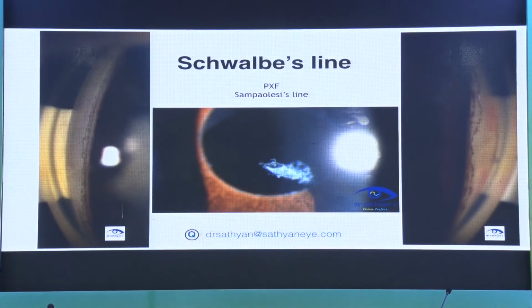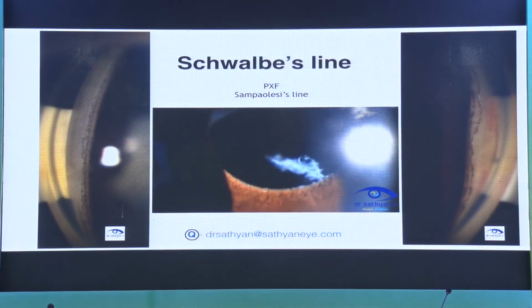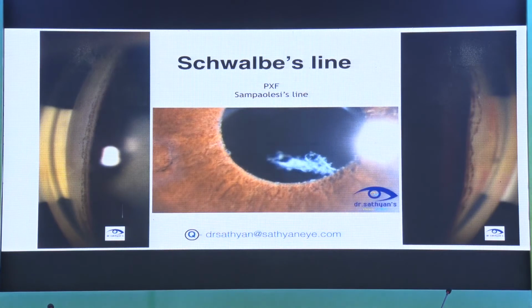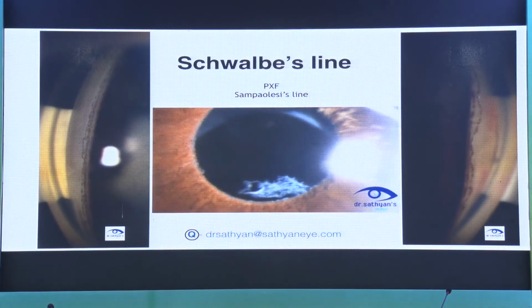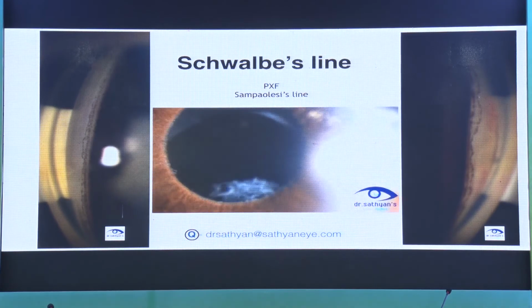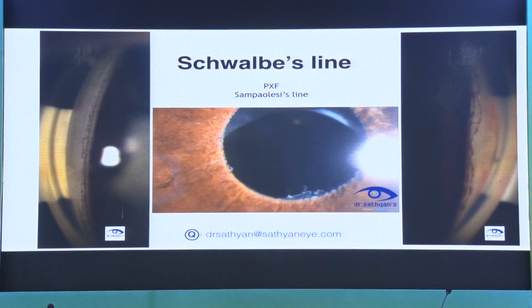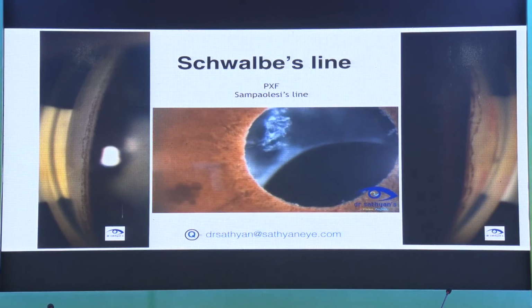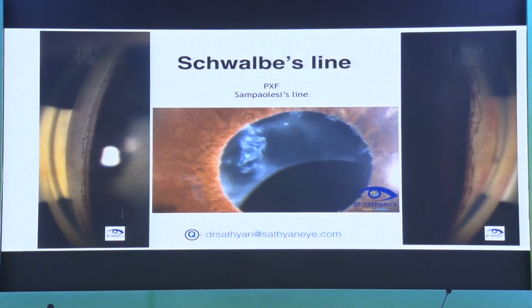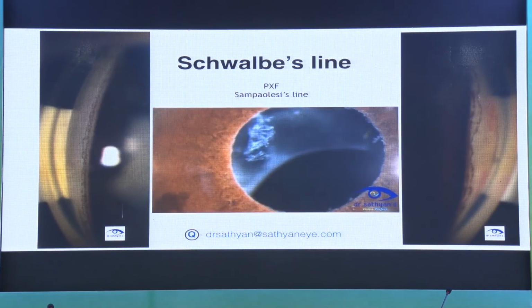Each structure is very important, so we'll go one by one. When you are looking at Schwalbe's line, this is where the pigmentation happens. We usually have confusion between Schwalbe's line pigmentation and trabecular meshwork pigmentation, and which is pseudo-exfoliation and which is pigmentary glaucoma. This is the pigmentation of Schwalbe's line. You can see it beautifully here. This pigmentation is always very irregular. Patchy pigmentation is the Schwalbe's line.